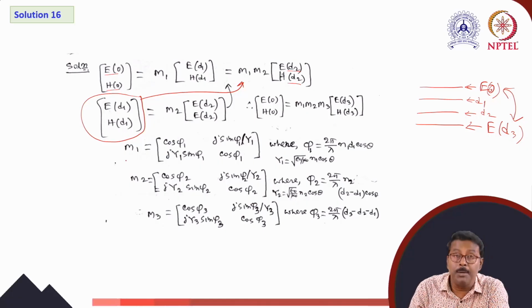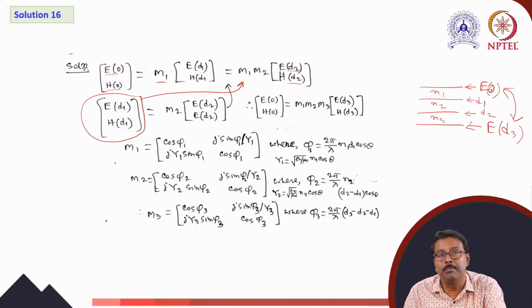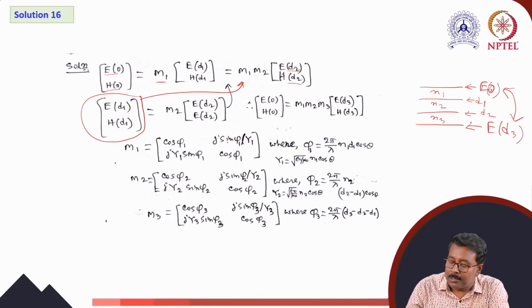Now what is M1? M1 is the matrix of the first relationship. As per the definition, this will be cos phi 1, j sin phi 1 by y1. 1 stands for the N1 layer. Say this is N1, this is N2 layer, this is N3 layer. N3, N1, N2, these are the refractive index real parts. So that's why we are calling it N1 layer, N2 layer and N3 layer. And then j y1 sin phi 1 and cos phi 1.